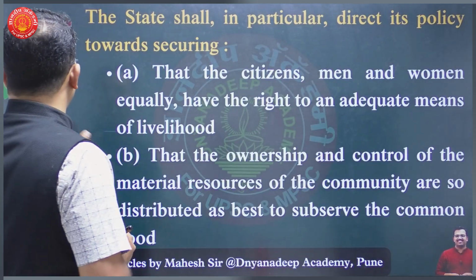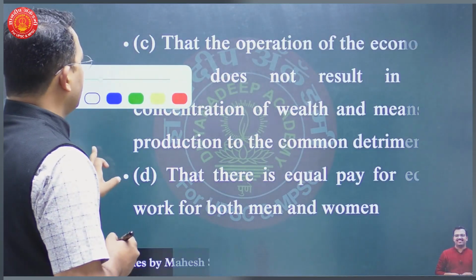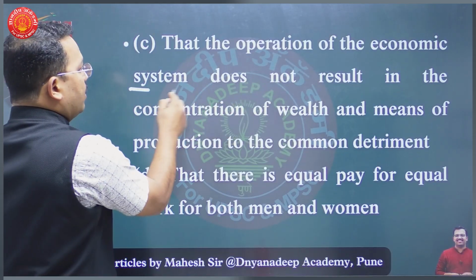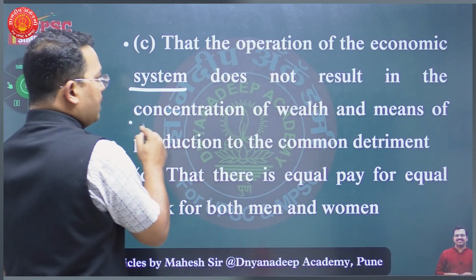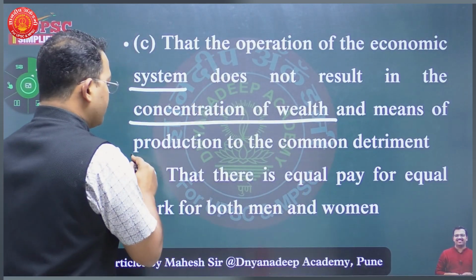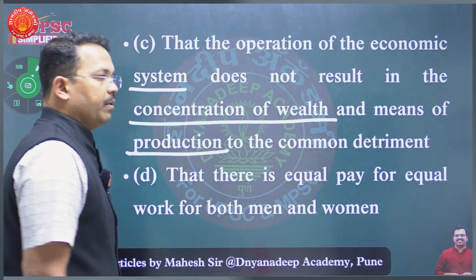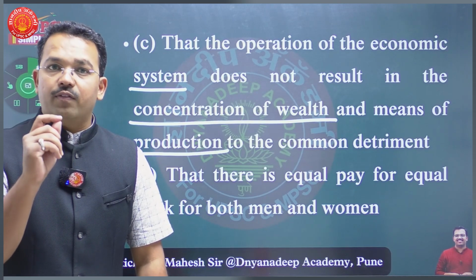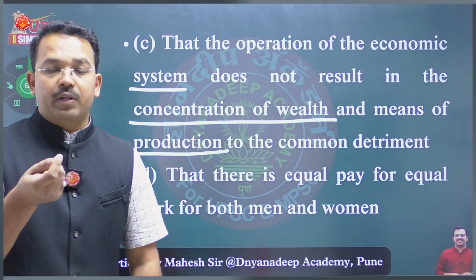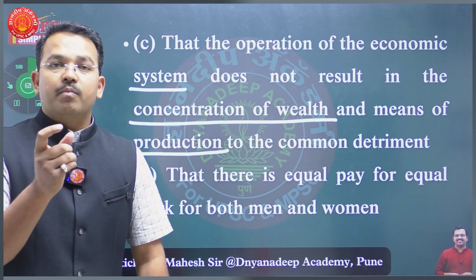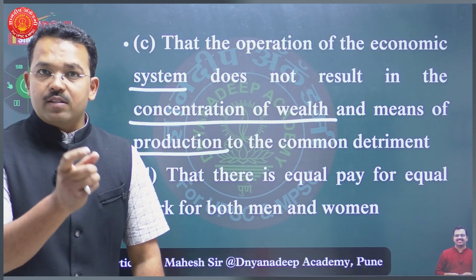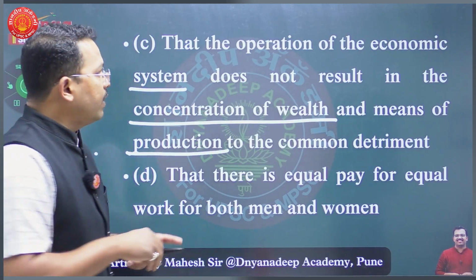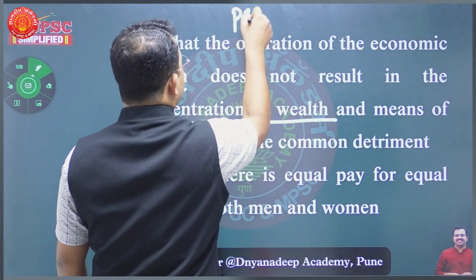Then comes clause C. Clause C, what does it say? Clause C is that the operation of the economic system does not result in concentration of wealth and means of production to the common detriment. In simple terms, there should not be concentration of wealth in the hands of few people. Wealth, means of production, resources should not be concentrated in the hands of few people. That's why we have progressive taxation.